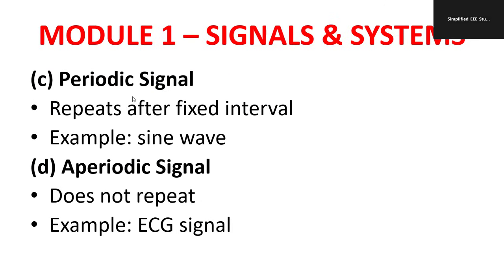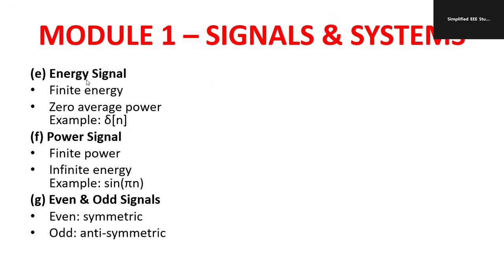The other one is the periodic signal. It repeats after a fixed or regular interval, for example a sine wave. An aperiodic signal does not repeat, for example an ECG signal. Another type is the energy signal, which has finite energy and zero average power, for example delta of n. A power signal has finite average power and infinite energy, for example sine pi n. Compare power and energy signals. You can write the equations corresponding to energy and power signals.